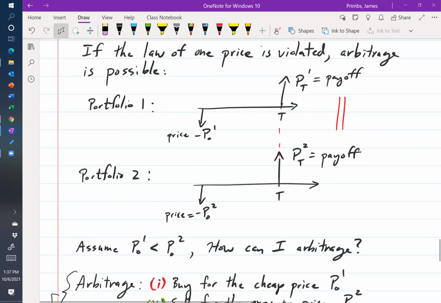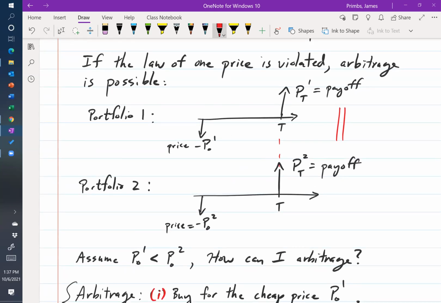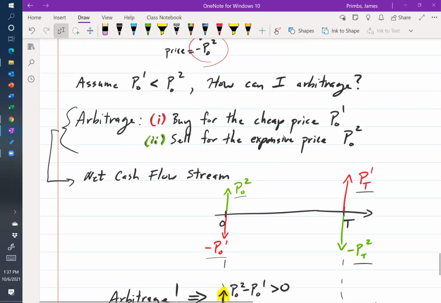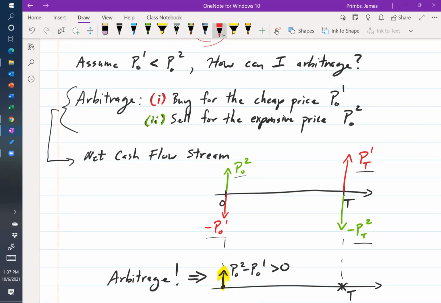We just gave an example, and the P here was not for a put, sorry, it was for a portfolio. But we said, let's assume there are two portfolios that have the same payoff, but different prices. How would I arbitrage? And what do you always do to arbitrage? You buy the cheap one and you sell the expensive one, okay? And so that's what we did. Our arbitrage strategy was buy for the cheap price and sell for the expensive price.